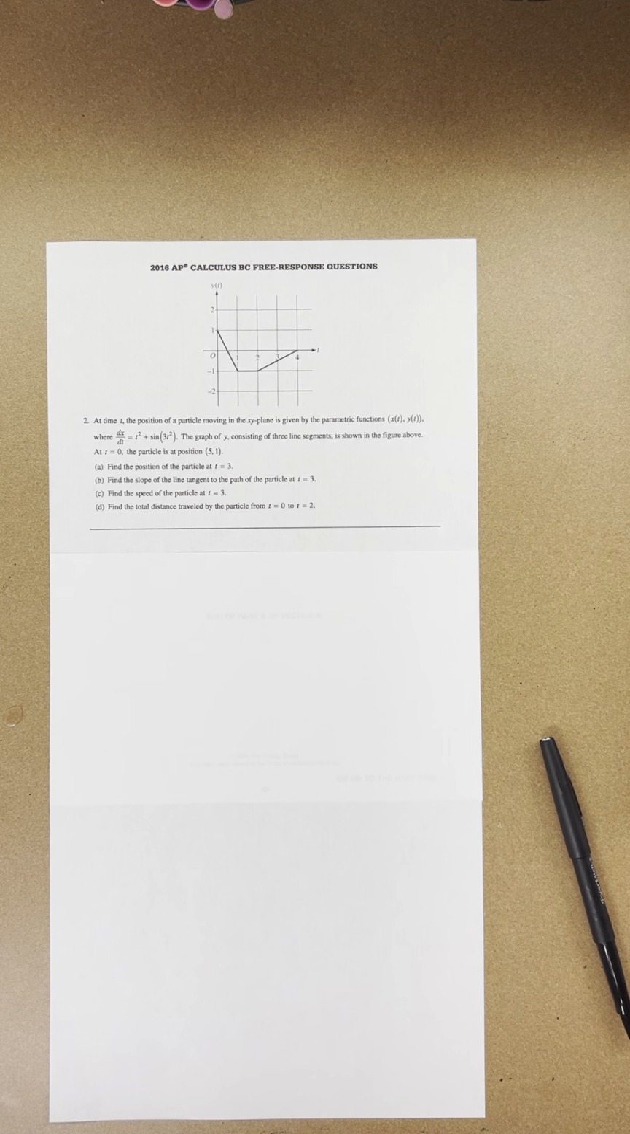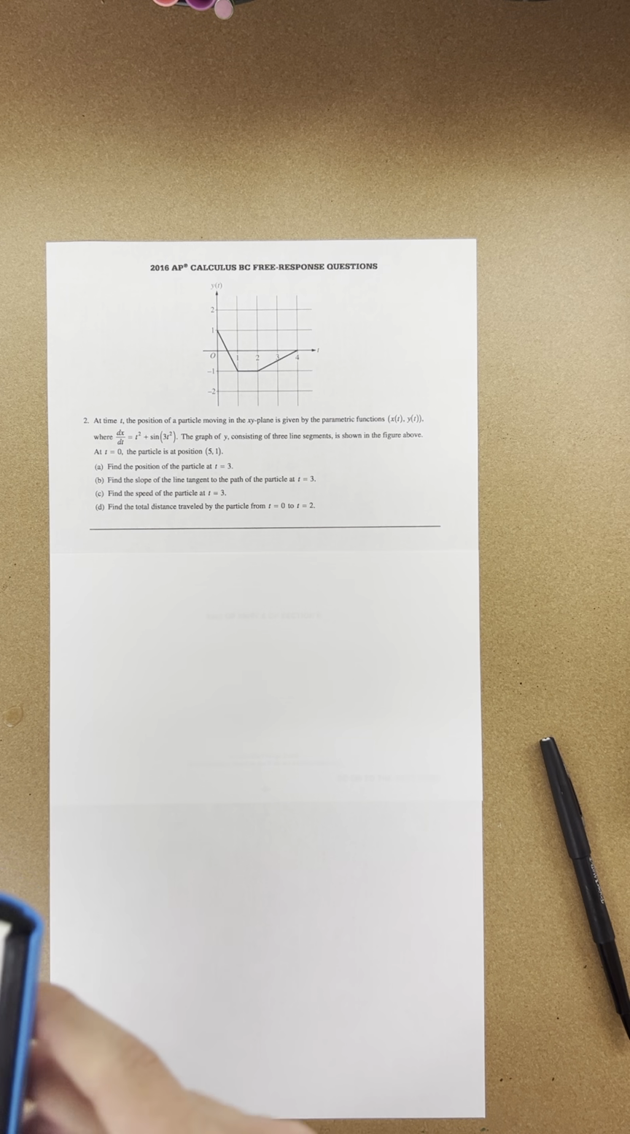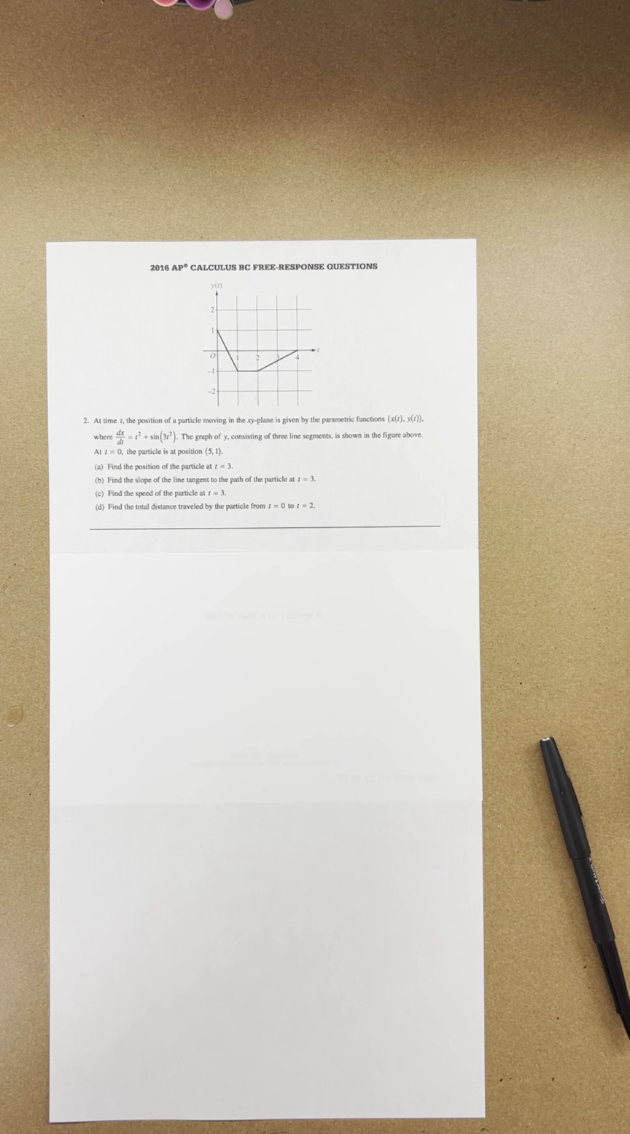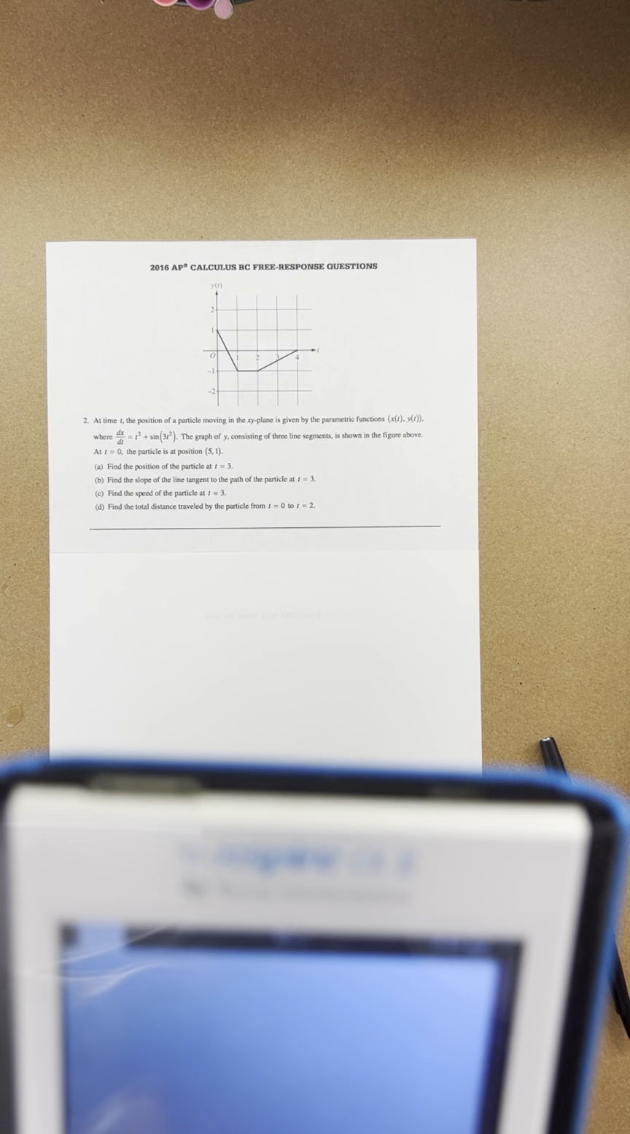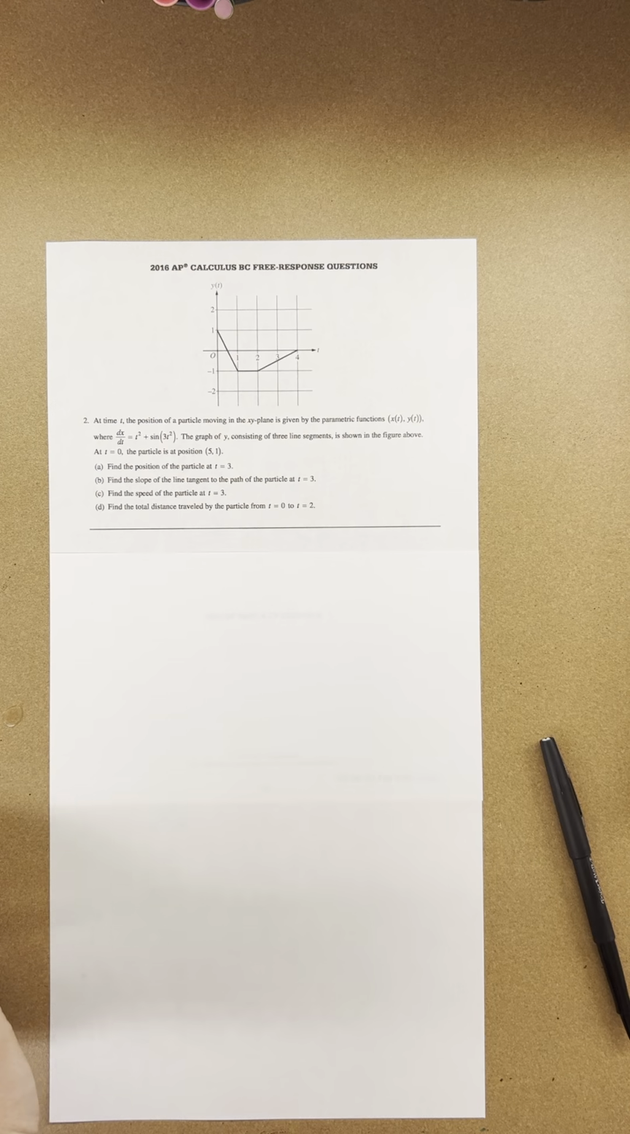Together we're going to be solving 2016 AP Calc BC FRQ number 2 on parametric/vector particle motion. This is a calculator active problem, so be ready to use your calculator. I am personally going to be using my TI Inspire. Let's get straight into it. Let's start by reading the question.